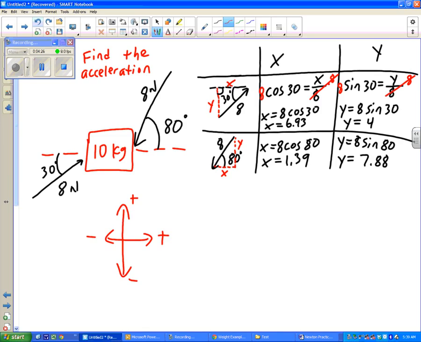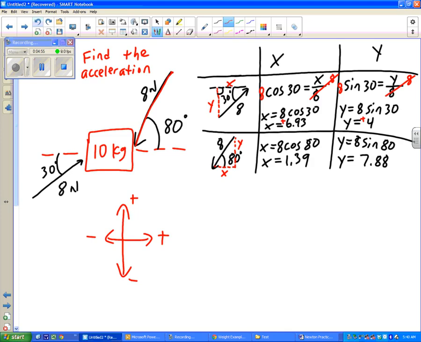So when I look at my first force vector, it is going to the right. So the x portion is positive, which is what I have. And it is going up. So my y portion is also positive because it's going up in the positive y direction. My second vector, though, it starts way up here, and it's going down and to the left.